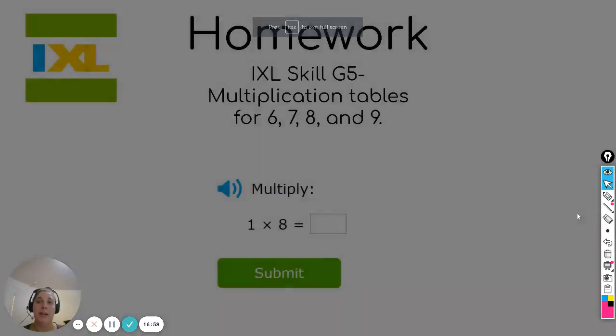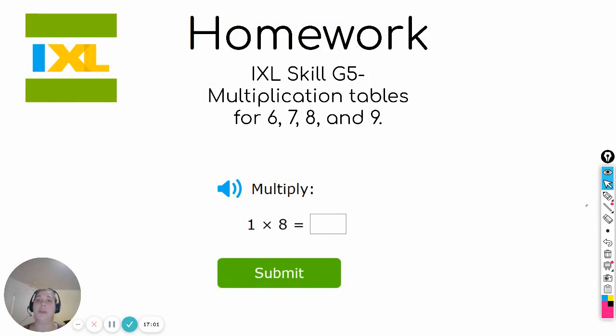So we're going to go ahead and switch to your homework, which is going to be your IXL. It's IXL skill G5, which is your multiplication tables for 6, 7, 8, and 9. So if you see something like this example, which is 1 times 8, you would just count by 8s one time, which is 8, and fill in your answer. Okay, go ahead and get started.